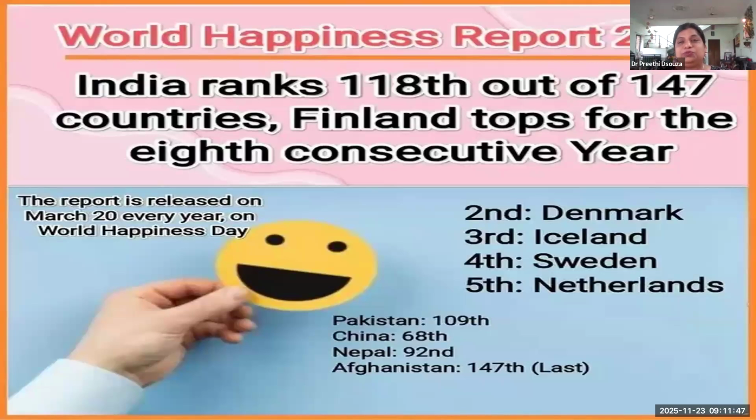I do a survey on these things most of the time. Happiness index: India ranks 118th out of 147 countries which were tested for happiness. Very interestingly, Finland tops. Second is Denmark, third Iceland, fourth Sweden, fifth Netherlands. Pakistan has 109th position. We are in 118th position. China 68, Nepal 92, Afghanistan 147.